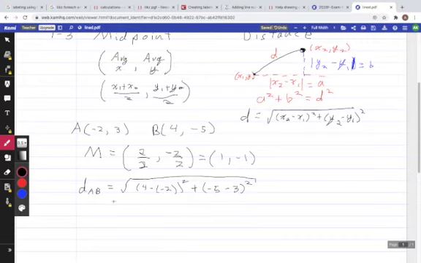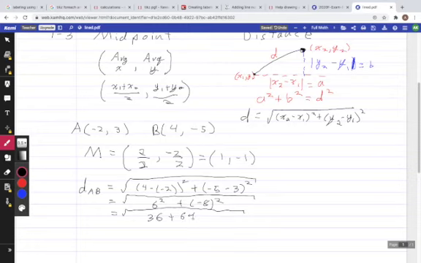This is going to be equal to square root of 6 squared plus negative 8 squared. And 6 squared is 36. Negative 8 squared is 64. And this is going to add up to be 100. And the square root of 100 is 10. So the distance that we're dealing with can be found using the formula. We could have used Pythagorean's theorem.